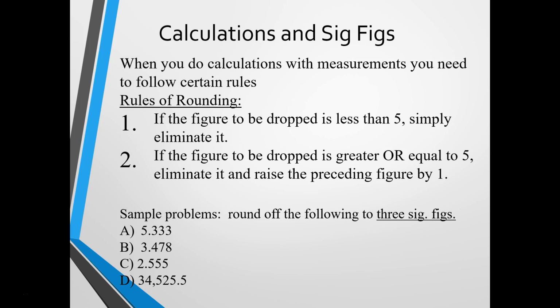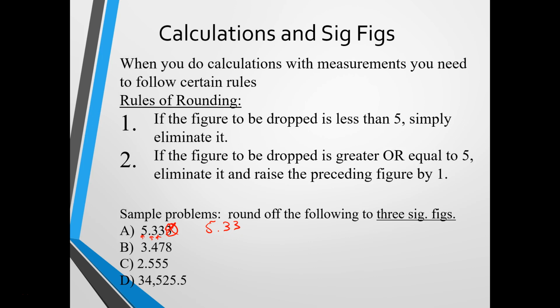Okay, so 3 significant figures. All non-zero numbers are significant. So this is significant, this is significant, and this is significant. And we want to keep it at 3 significant figures. Now that we have to round it, we have to look at this number here, and we say that that's a 3. Well, 3 is less than 5, which means we're just going to get rid of it. So we can round this to 5.33.